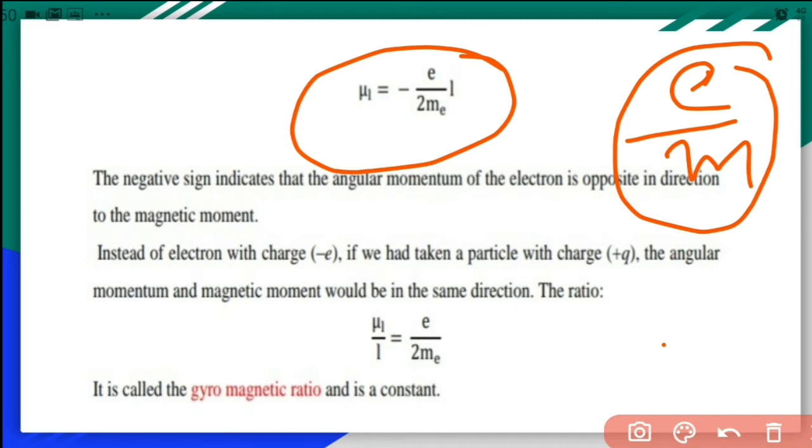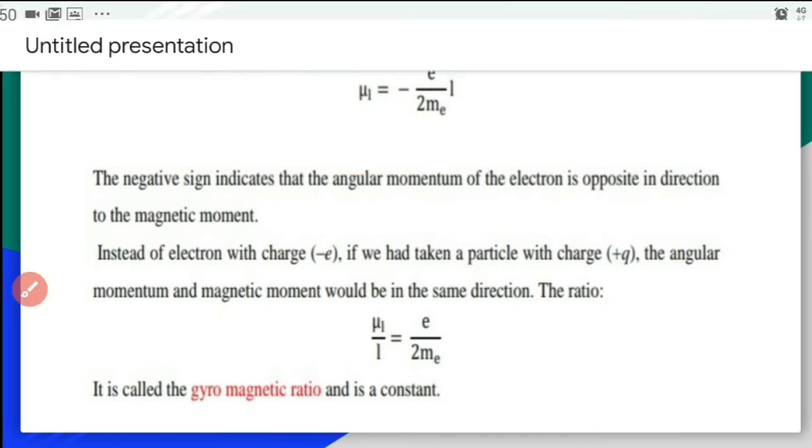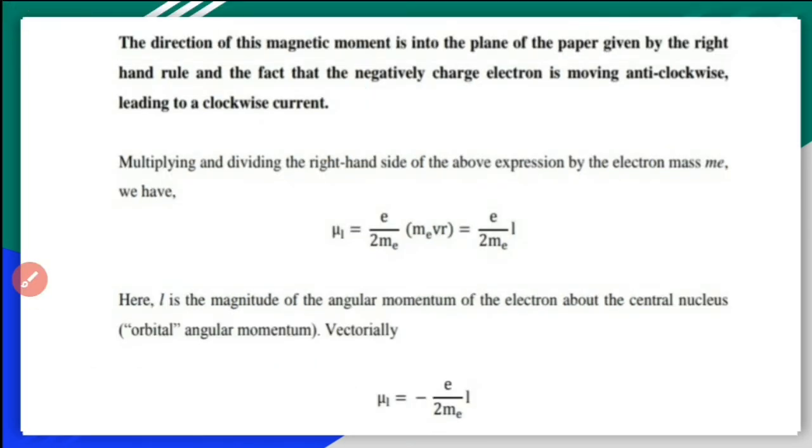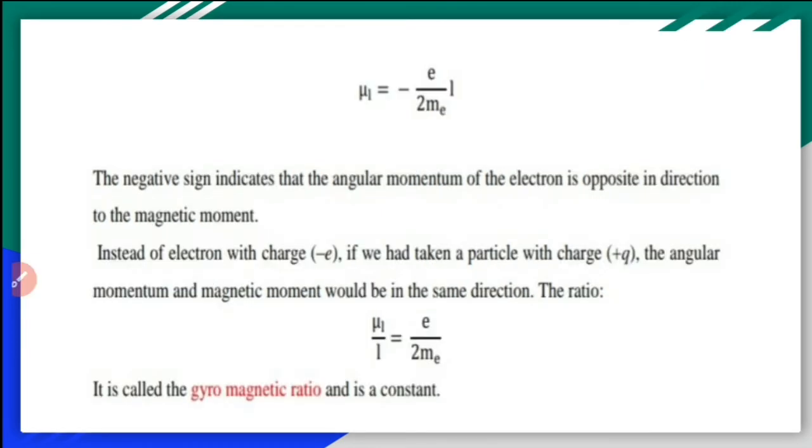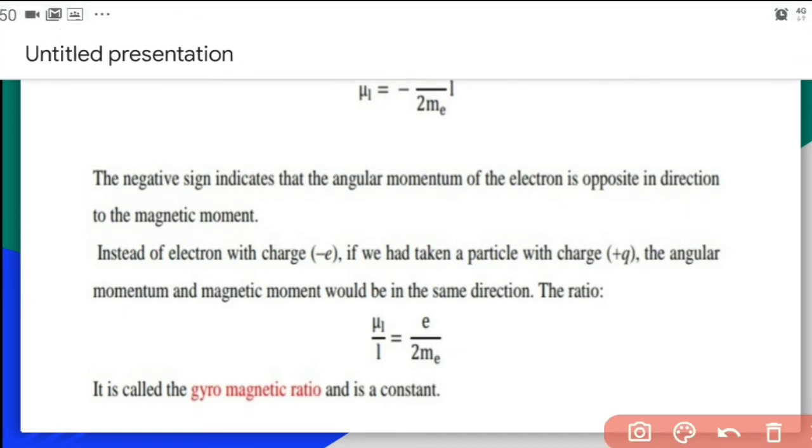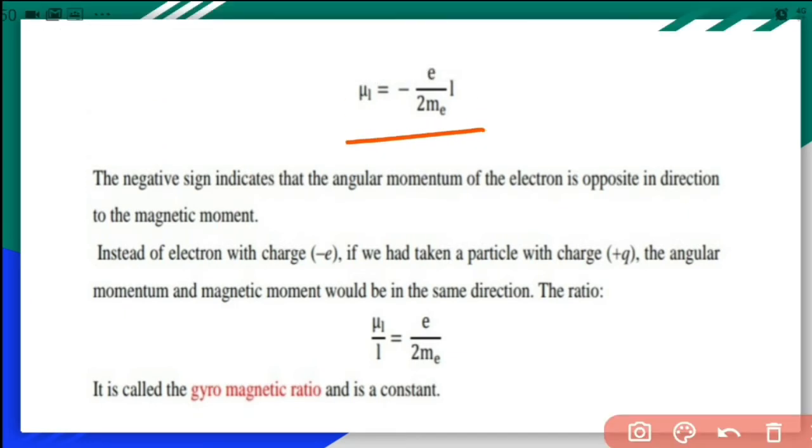Now in the first equation shown here, mu L is equal to minus e by 2me into L. That negative sign shows that the orbital magnetic moment and angular momentum are opposite in direction. We already stated mu L is into the plane, so the direction of angular momentum is out of the plane. So that direction relation is shown by this equation with that negative sign.